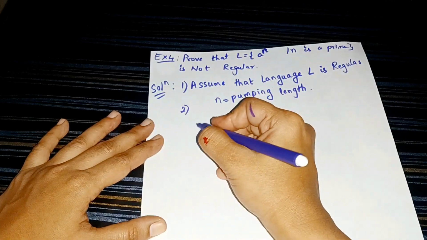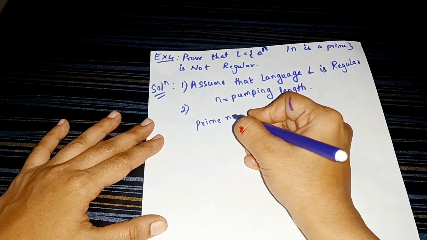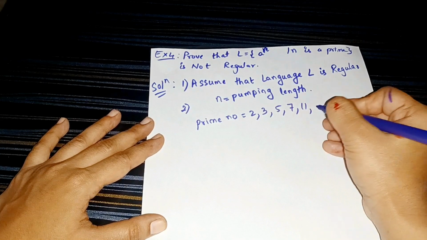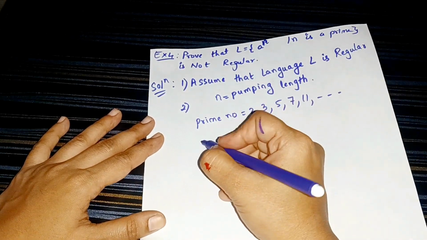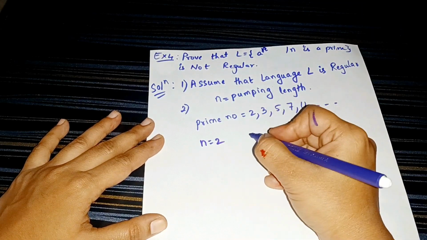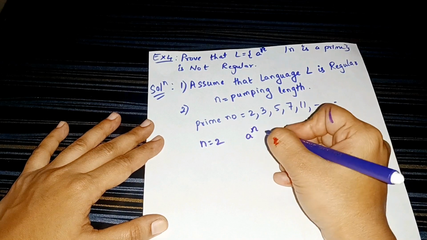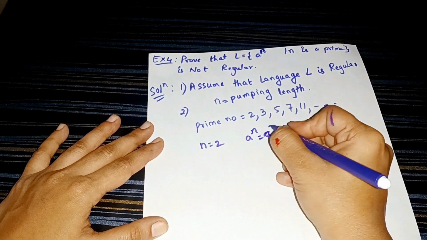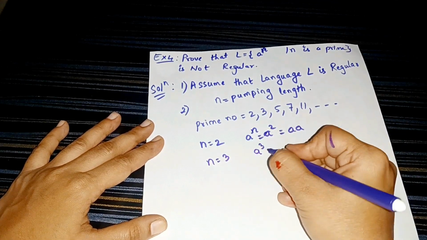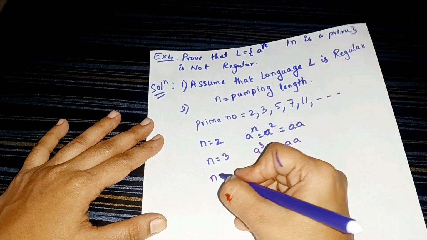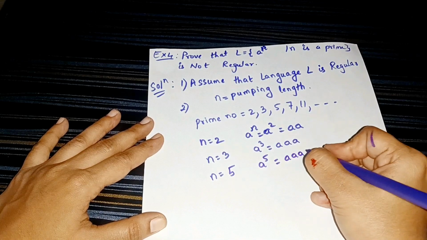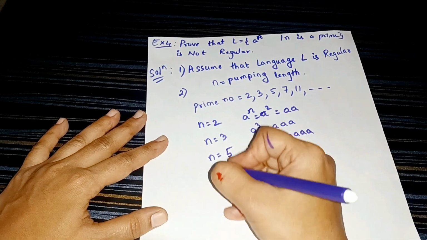So what is a prime number? Prime numbers are 2, 3, 5, 7, 11. So here we write, for the first prime number, n is equal to 2, so we get a raised to 2, that is a square. For n equal to 3, we get a cube. For n equal to 5, we get a raised to power 5. Yes, for all prime numbers we'll get this.